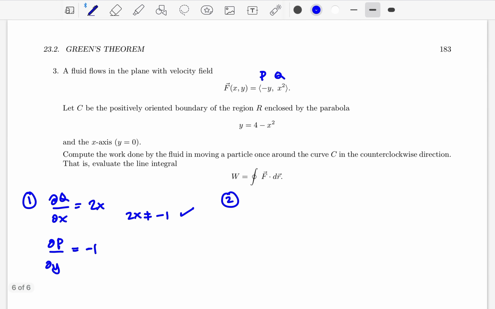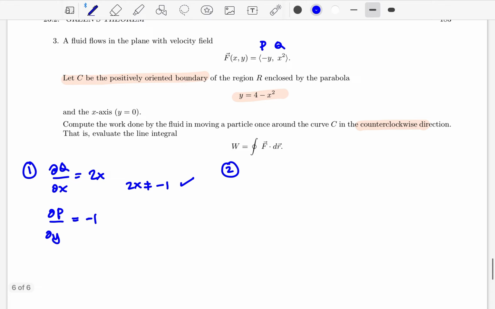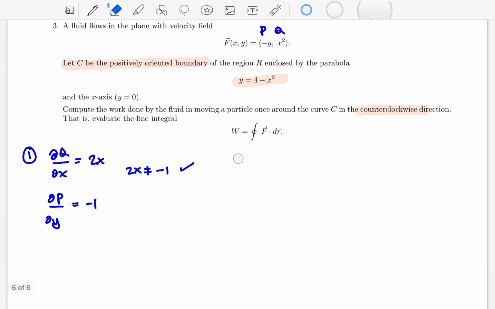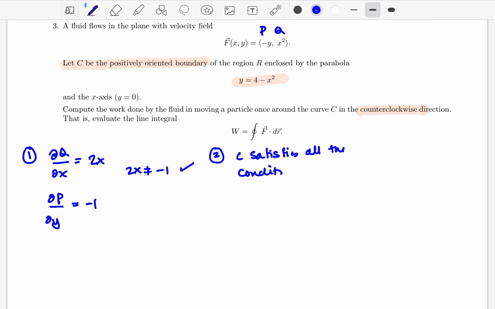The problem is telling me that C is positively oriented. The problem is telling me that I'm moving counterclockwise, which is the same thing. And then this is the region that we are bound in. Okay, so let's understand that. So let me just say here, C satisfies all the conditions for Green's theorem.